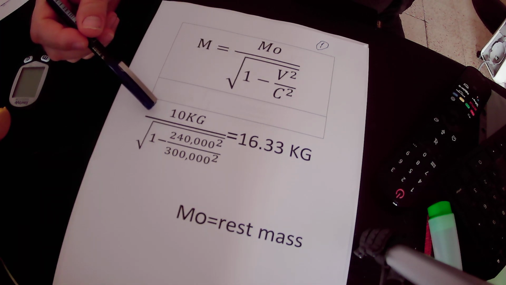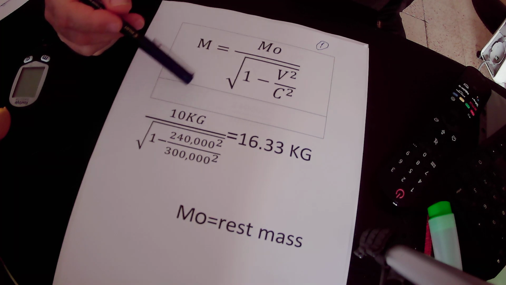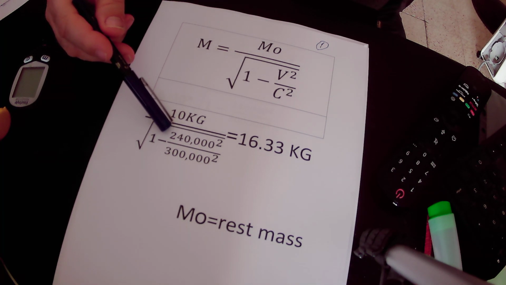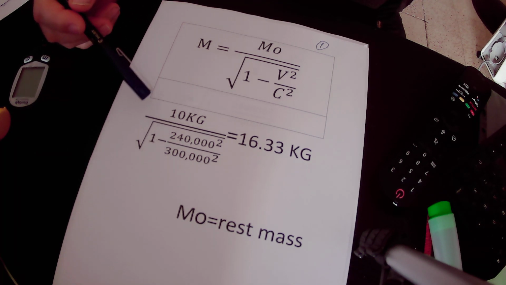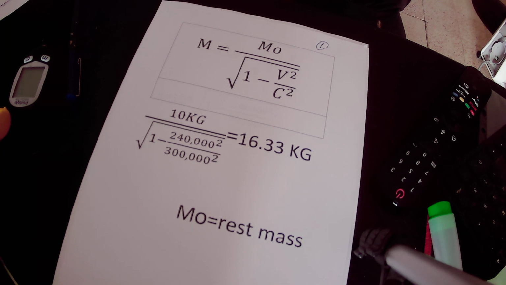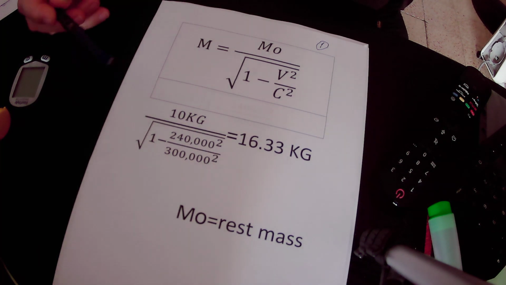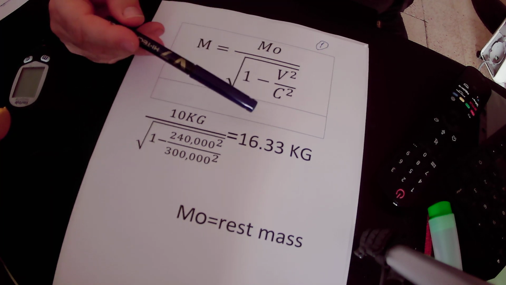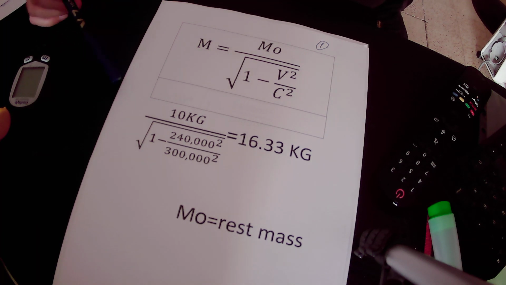So we see that m equals 10 kilograms, that is m naught, divided by the root of 1 minus the velocity of the twin brother, that is 240,000 kilometers per second, divided by the speed of light, squared, and the final result is 16.33 kilograms. So the mass of the twin brother has actually increased from 10 kilograms to 16.33 kilograms. So it has actually increased by 63.3%.